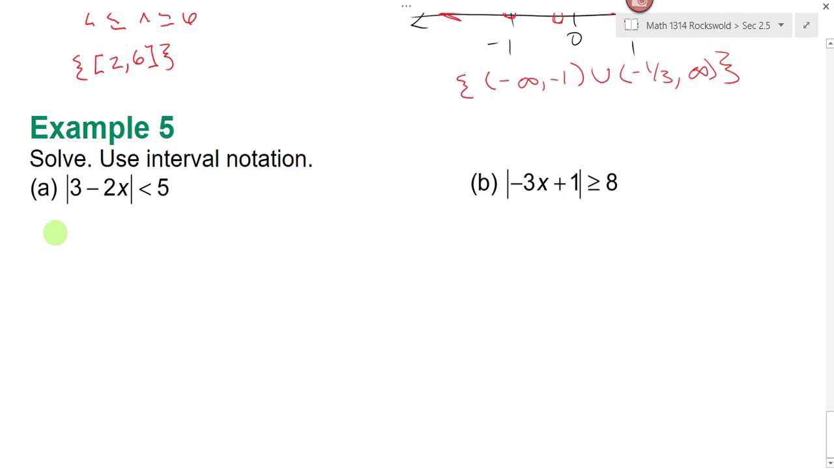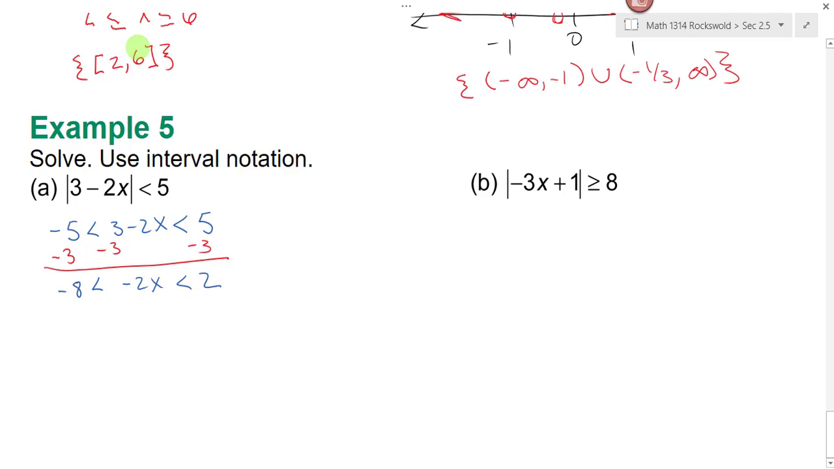So tell me how to set up the compound inequality that I'm going to solve. Negative 5 is less than 3 minus 2x is less than 5. With the less than, you have a compound inequality with a negative number on the left, a positive number on the right. What do I do first to get the x by itself? Subtract 3, and what you do to one section, you've got to do to all three. And that's going to give us negative 8 is less than, the 3's are canceled out, negative 2x is less than 2.